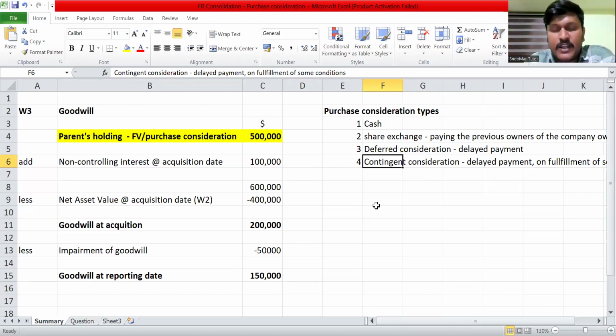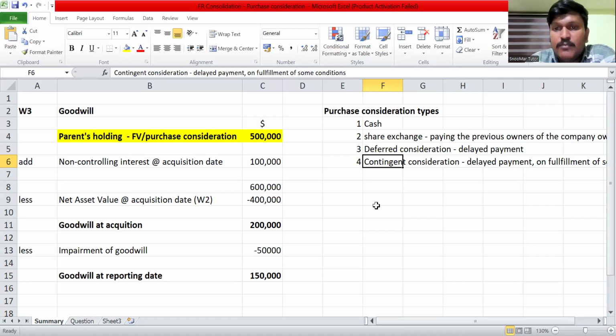So just repeating once more what we have covered so far. We have looked at the working of goodwill, working number 3, which is usually the working for the goodwill calculation. Goodwill at acquisition is calculated by adding the parent's holding and non-controlling interest at the acquisition date and deducting the net asset value at the acquisition date from it. So we'll get goodwill at acquisition. From that, you will be deducting any impairment there is, to arrive at the goodwill at the reporting date.